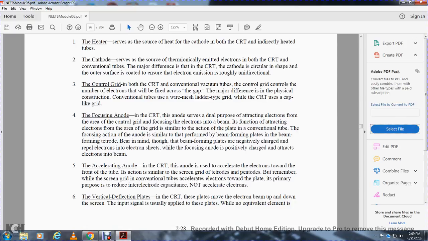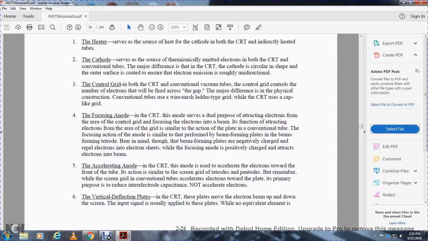Focusing anode: in the cathode ray tube, the anode surface has a dual purpose, attracting electrons through the control grid, forcing the electrons into a beam, and attracting the electrons across the grid, similar to the action of the plate in the conventional tube. The forcing action of the anode is similar to a beam forming plate or electrode. Bear in mind that the beam forming plate is negatively charged to repel the electron sheath, while the focusing anode is positively charged to form the electrons into the beam.